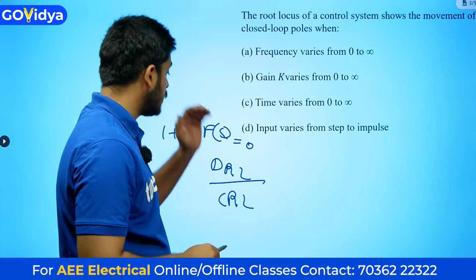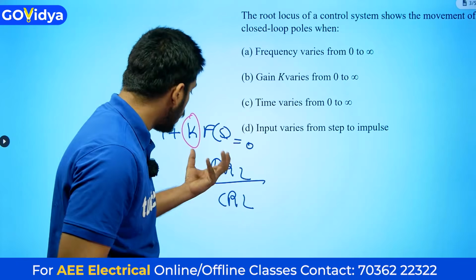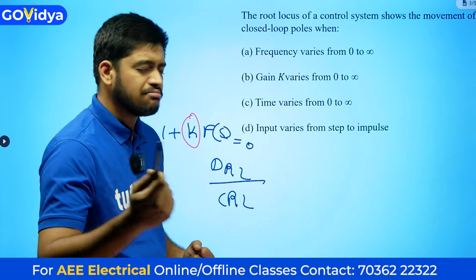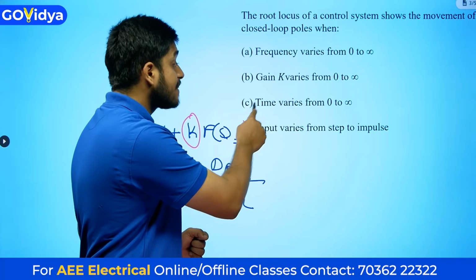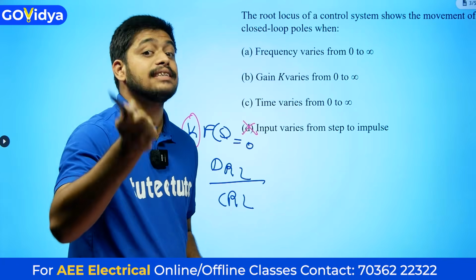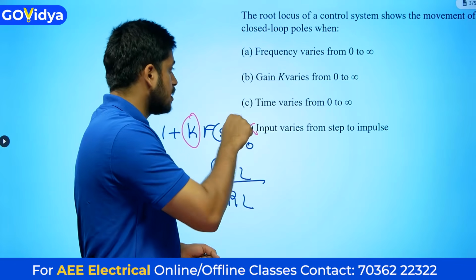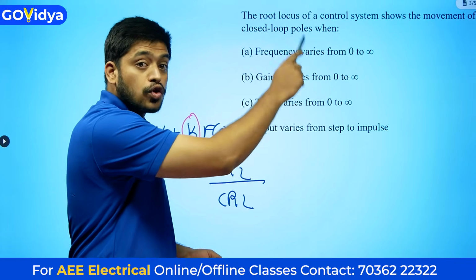Let's see other options also, as we know the answer by concept. Input varies from step to impulse. There is no such option. Time varies from 0 to infinity. In time response analysis, we are going to concentrate on time, so this is not the answer here also. Frequency varies from 0 to infinity.